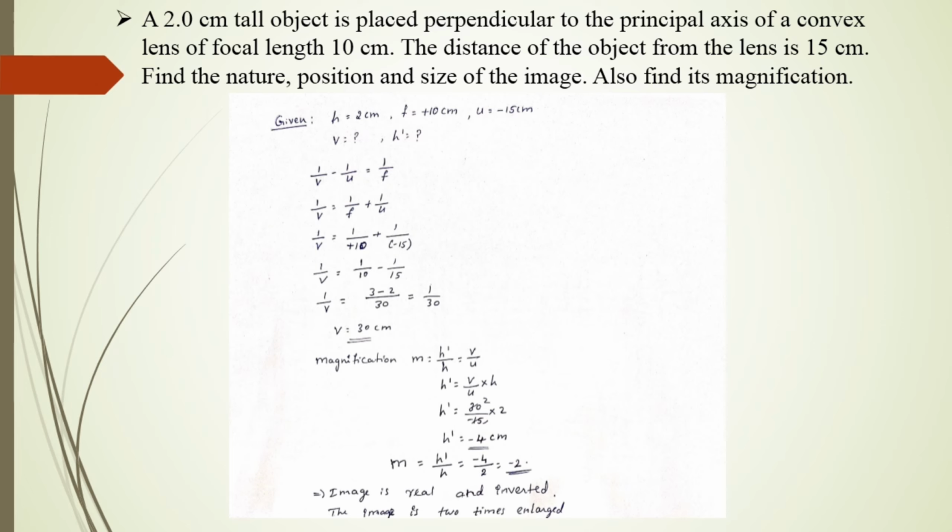The magnification is m = h'/h = -4/2, that is -2. The negative sign indicates that the image is real and inverted. Also, the magnitude of magnification shows the image is 2 times larger than the object.